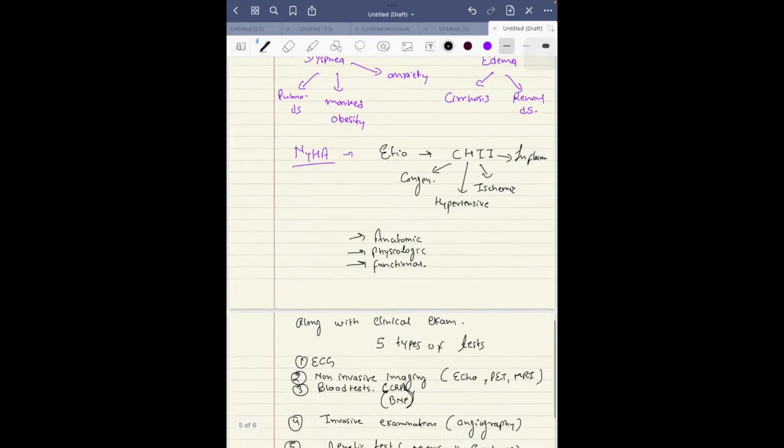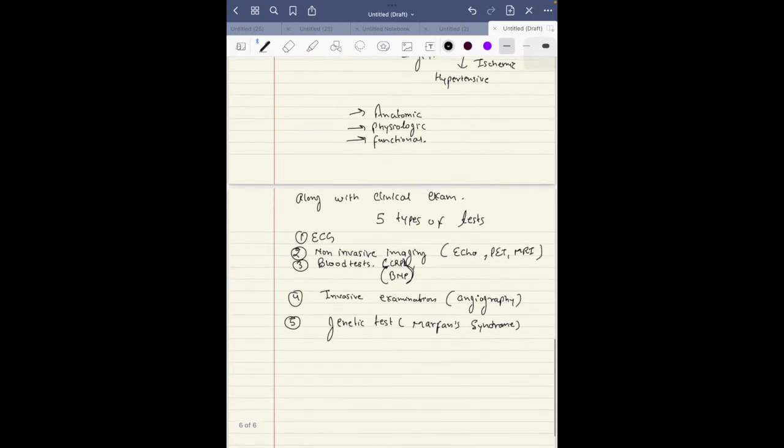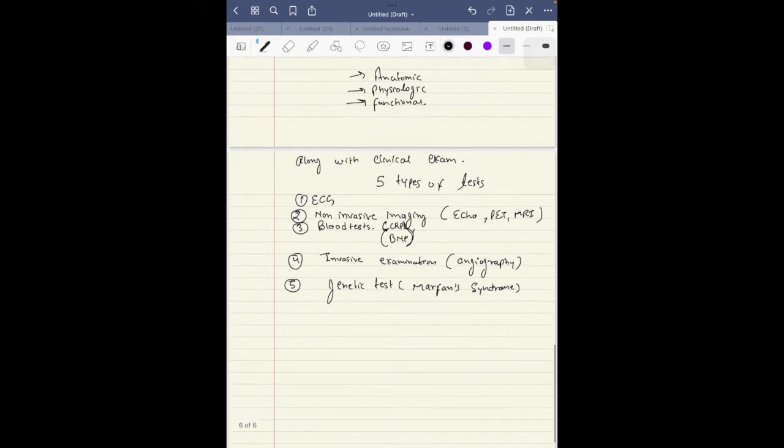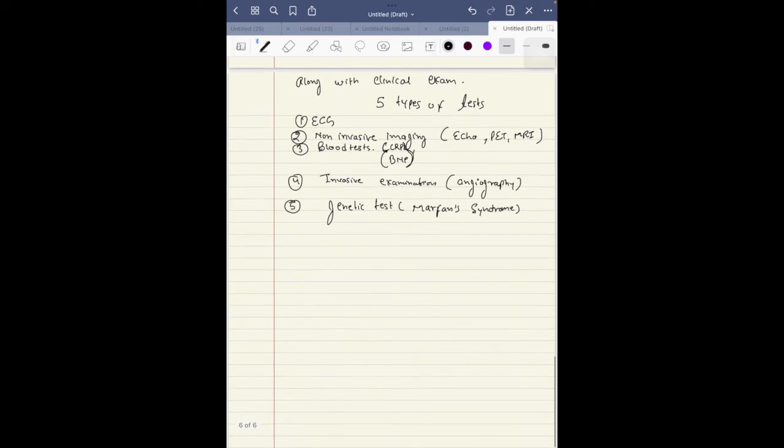The NYHA elements are etiology, anatomy, physiology, and functional. Etiology can be remembered as CHII: C for congenital, H for hypertensive, and then ischemic and inflammatory. Then anatomic, physiological, and functional. The functional classification we already studied in the NYHA. Along with clinical examination, there are five types of tests that are mandatory: ECG, non-invasive imaging, blood tests like CRP and BNP, invasive examination like angiography, and genetic testing for Marfan syndrome or hypertrophic cardiomyopathy.